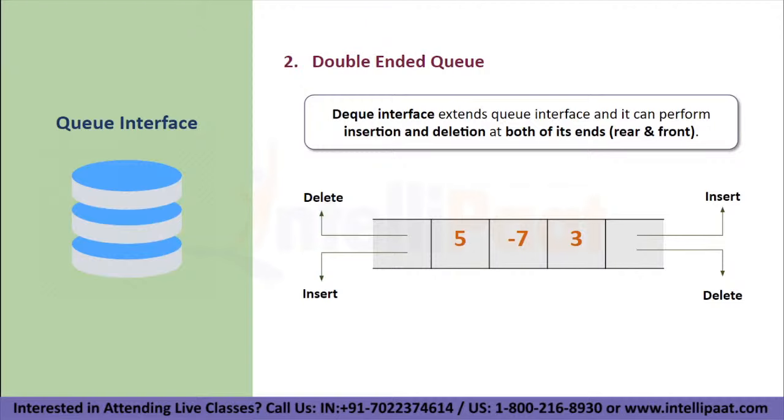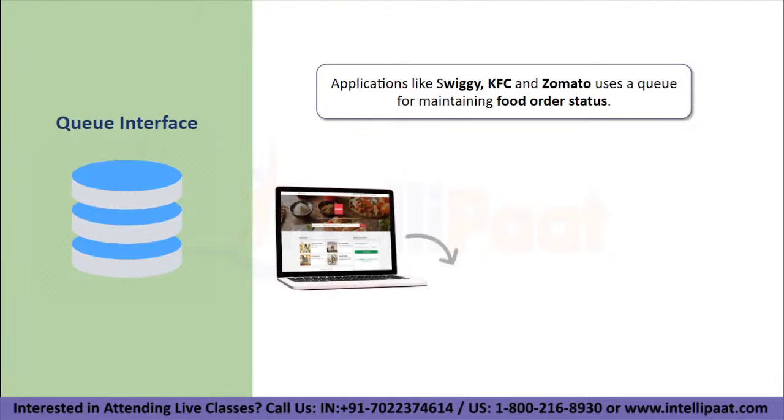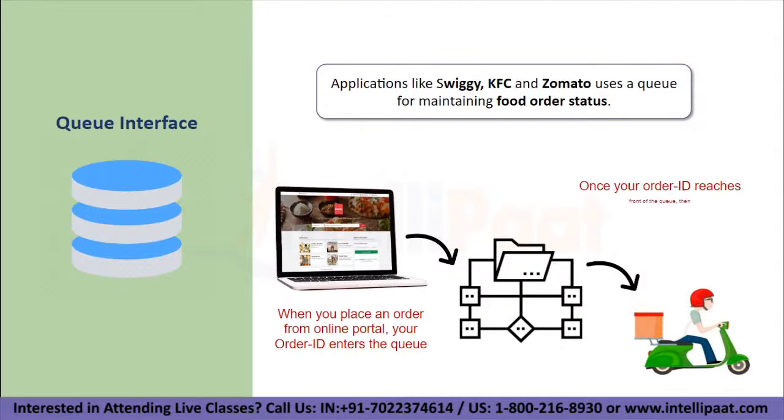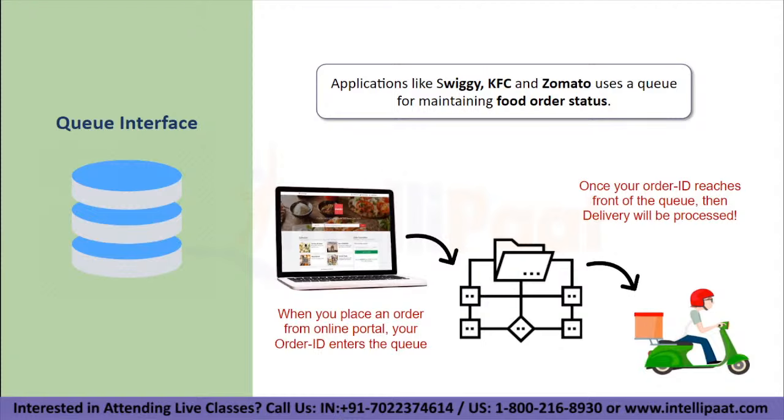A real-life application of a queue would be food delivery applications such as Swiggy, Zomato or KFC. So, when a customer places an order, he enters into the queue. If he is the first one to place an order, he'll be served quickly. Otherwise, he will have to wait until the order in front of him gets delivered. I hope this makes sense to all of you.